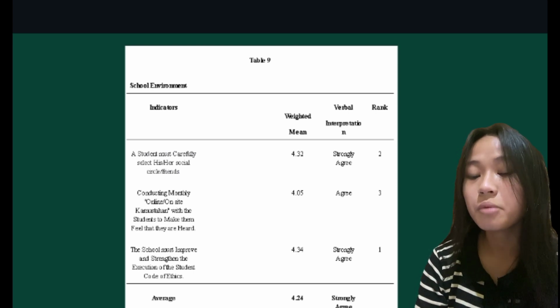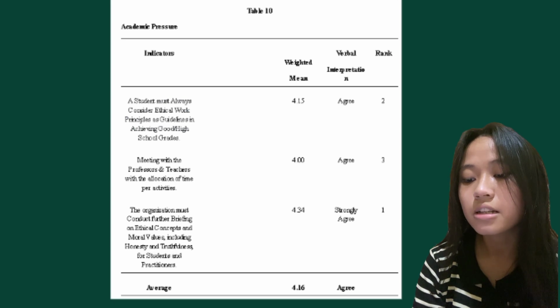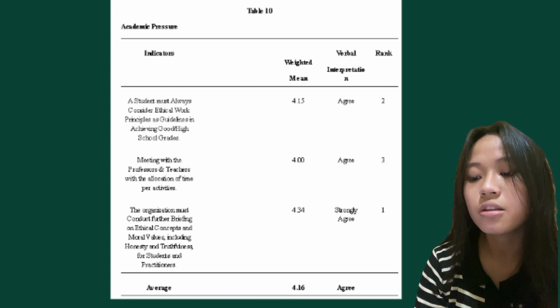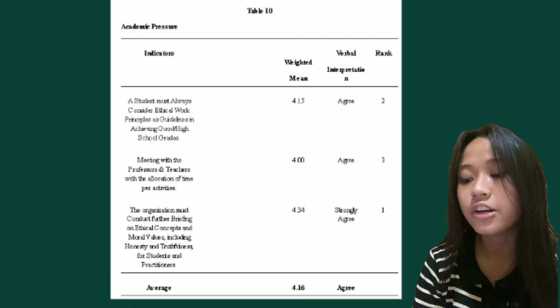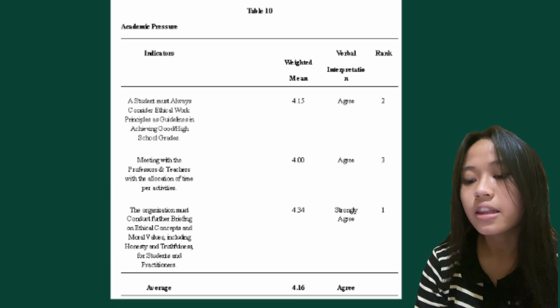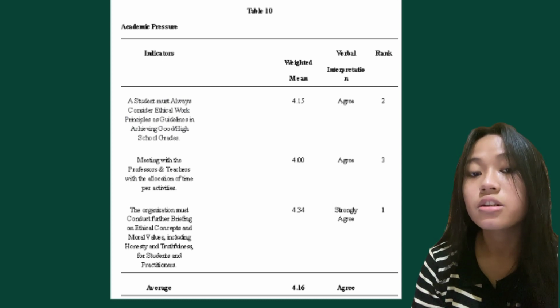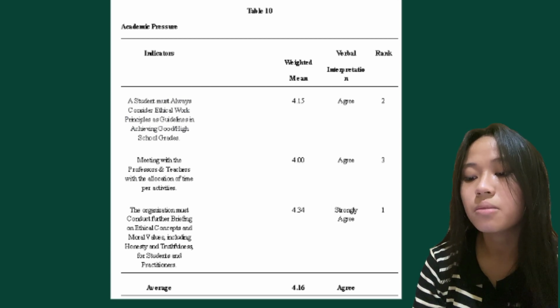So table number 10, the academic pressure. Table number 10 illustrates the statement the organization must conduct further briefing on ethical concepts and moral values, including honesty and truthfulness, for the students and practitioners, which gets the highest weighted mean of 4.34 and is interpreted as strongly agree. The statement a student must always consider ethical work principles as a guideline in achieving good grades gets the second highest weighted mean of 4.15 and is interpreted as agree. Furthermore, the students meeting with the professors and teachers with the allocation of time per activity gets the lowest, with a weighted mean of 4, and is interpreted as agree.